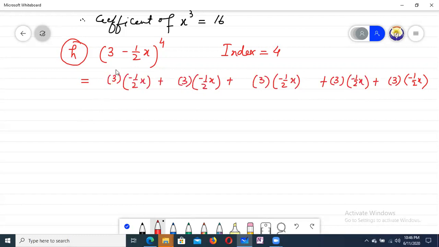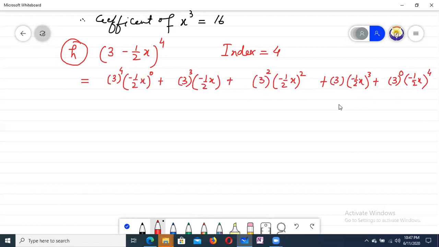Now we will write here the index will start from 4. 3 raised to the power 4, we will decrease 1 in the successive term. Here will be 3, then here is 2, here 1, and here will be 0. Now the exponent of b will start from 0, then 1, then here will be 2, here 3, and here 4.